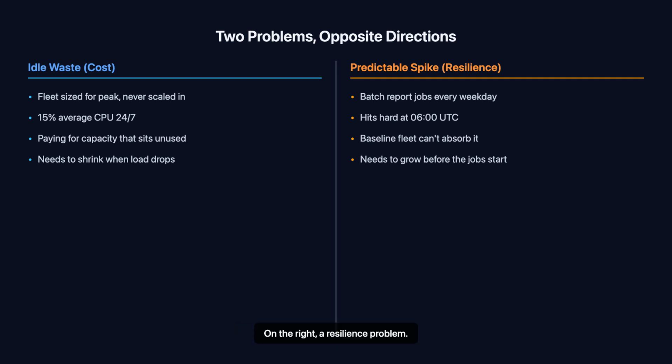On the right, a resilience problem. The batch report jobs fire every weekday at 6 in the morning, and the baseline fleet can't absorb that surge. That workload needs the fleet to grow, and to grow before the jobs even start. One needs to get smaller. The other needs to get bigger ahead of time. Same service, 2 different levers.